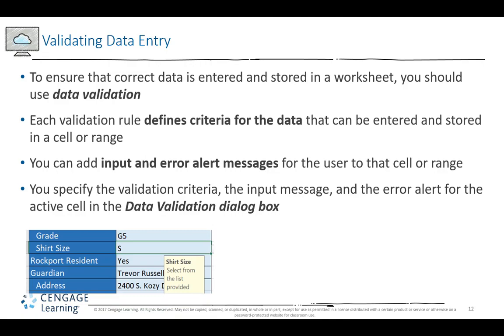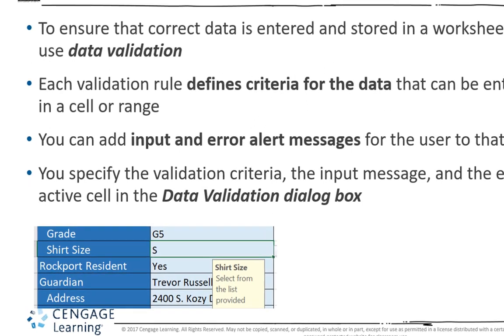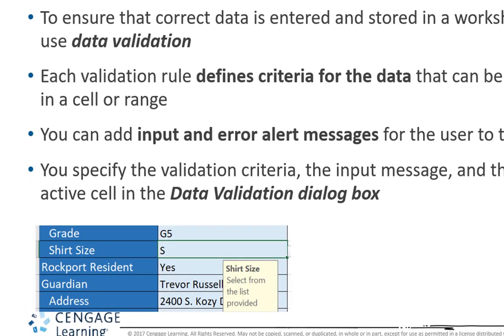One way to reduce the chance of data entry error is to display an input message when a user makes the cell active. Input messages appear as screen tips next to the cell when the cell is selected. Here is an example of the input message for the shirt size that gets displayed after the user selects the cell.